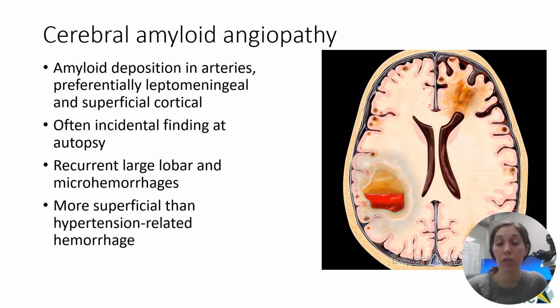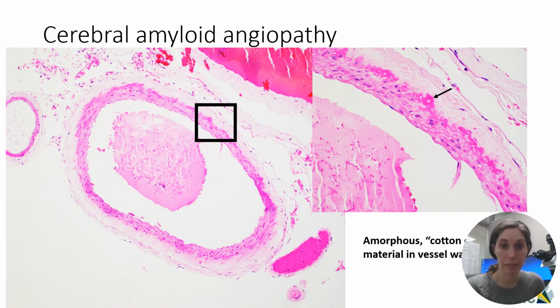And this is in contrast to the other major cause of brain hemorrhage, which are hypertension-related changes. These hypertension-related changes in vessels tend to occur more in deep gray structures, the brainstem and the cerebellum, and so that's where hemorrhages caused by hypertension tend to be located.